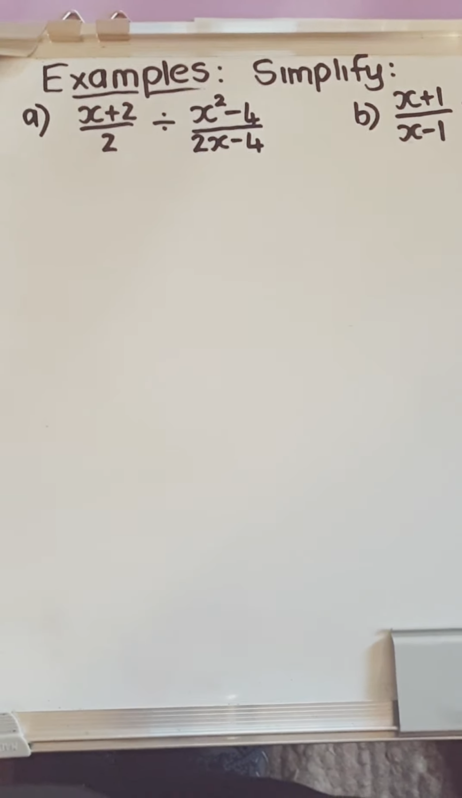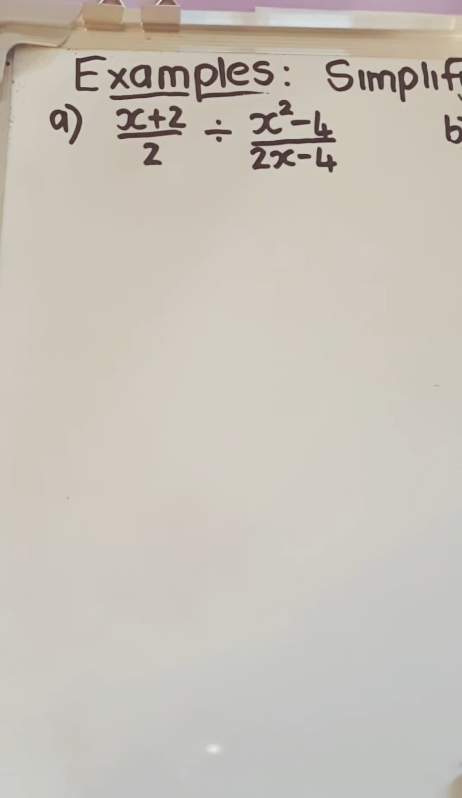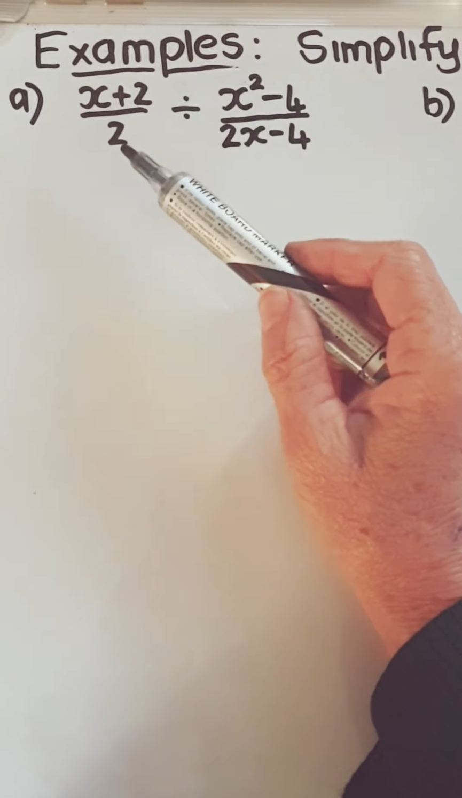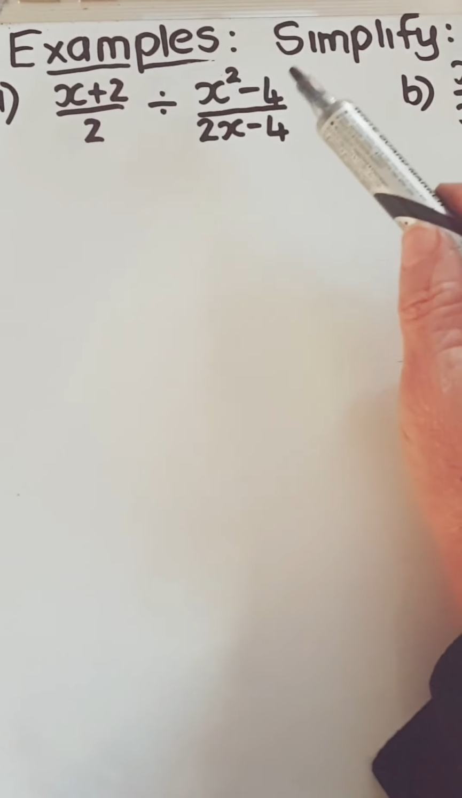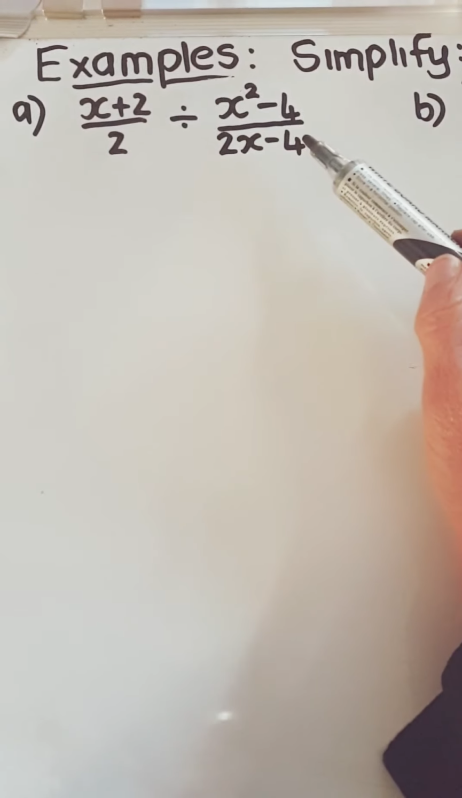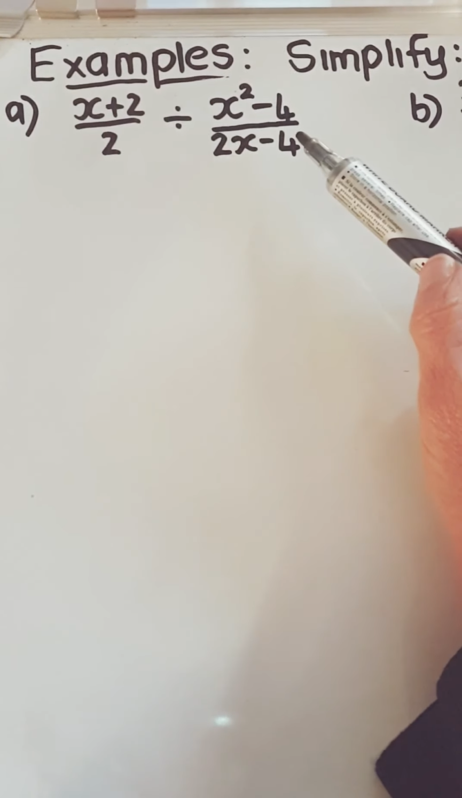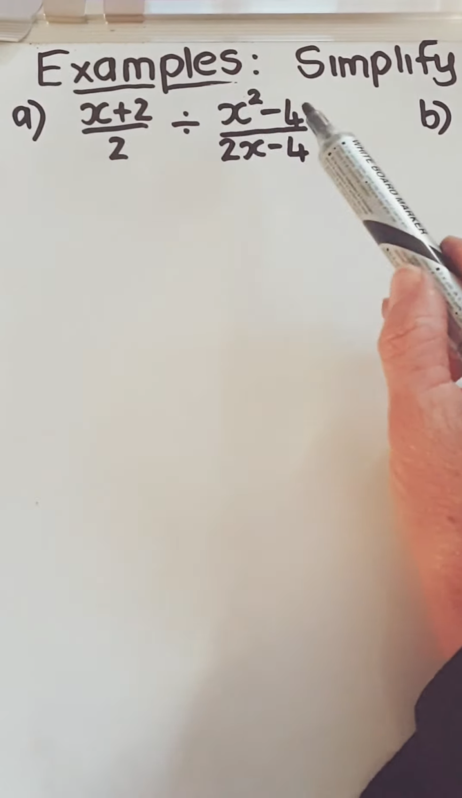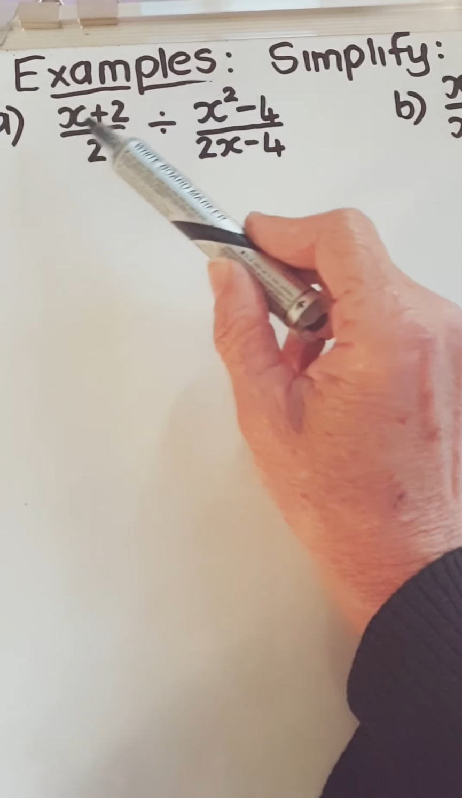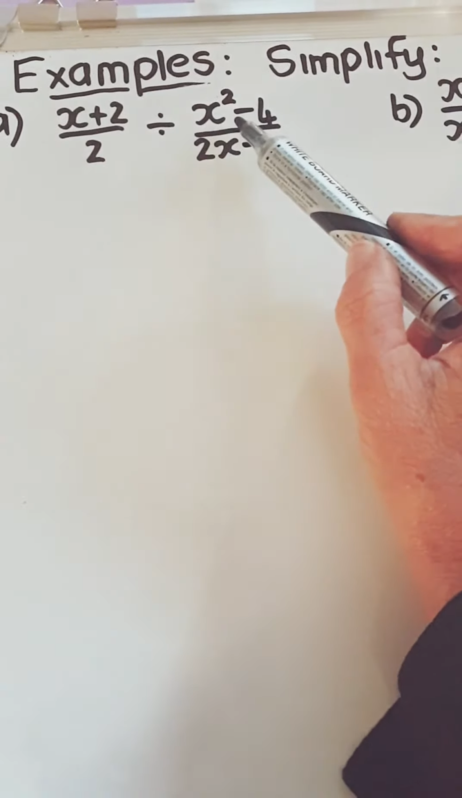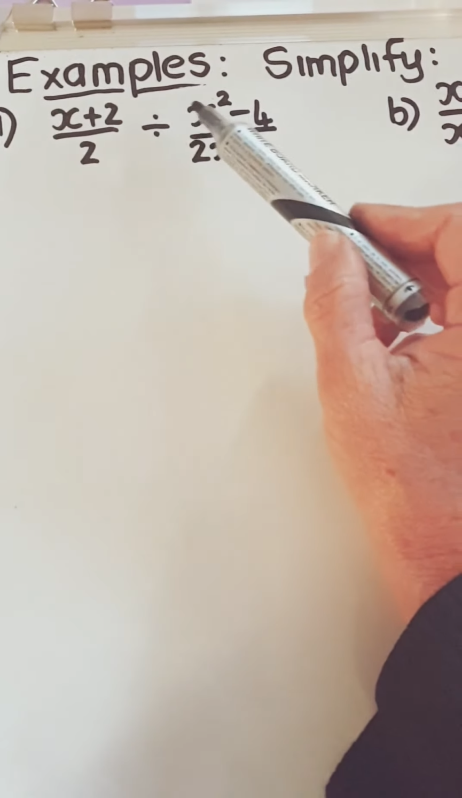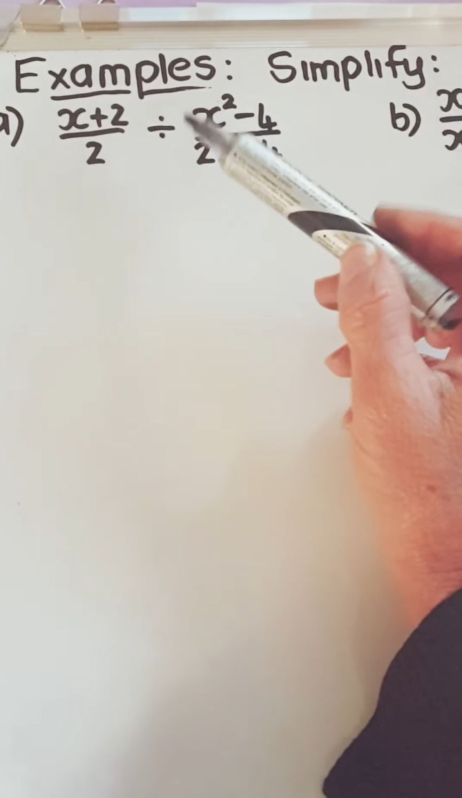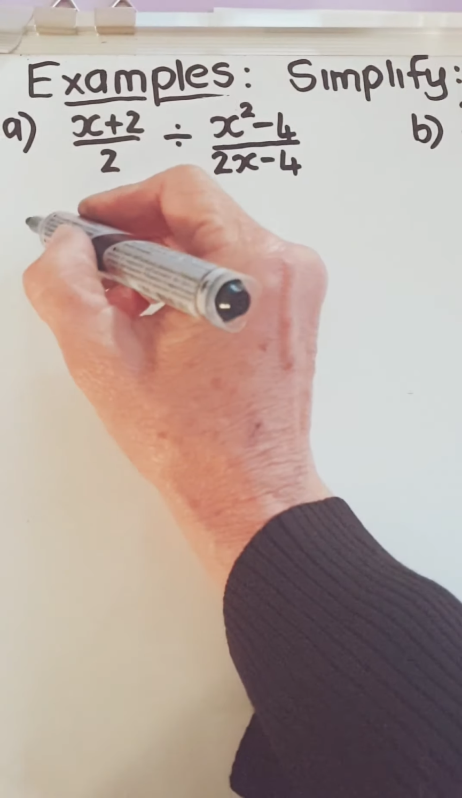So my first example: simplify the fraction where we have x plus 2 over 2, divided by x squared minus 4 over 2x minus 4. So the first thing you need to do, what are we doing here? We're dividing a fraction with a fraction. So when we divide, what is the rule? Do this first of all. Then you won't forget to do it later.